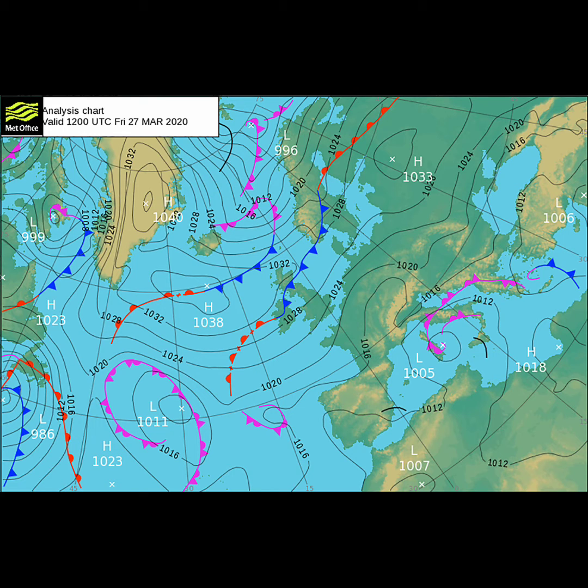Occluded fronts: cold fronts tend to move faster than warm fronts, and over time they can catch up with each other and create an occluded front. This is shown as a purple line with a purple semicircle and triangle next to each other.